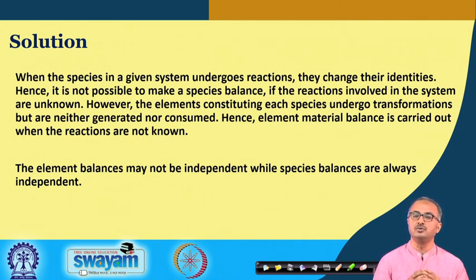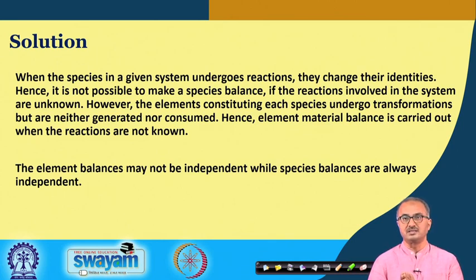What we know is only the feed analysis and the product analysis. So in that case, how do we apply the material balance? What is done is this: instead of writing the species balance, we write the element balance, because we know that these elements will not be created or destroyed.